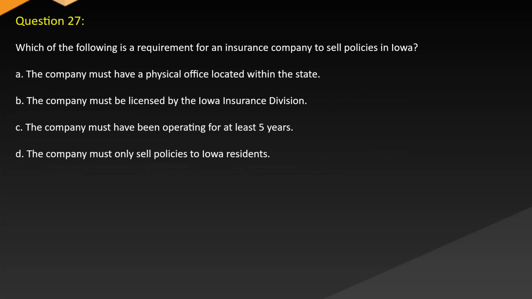Question 27. Which of the following is a requirement for an insurance company to sell policies in Iowa? A. The company must have a physical office located within the state. B. The company must be licensed by the Iowa Insurance Division. C. The company must have been operating for at least 5 years. D. The company must only sell policies to Iowa residents.